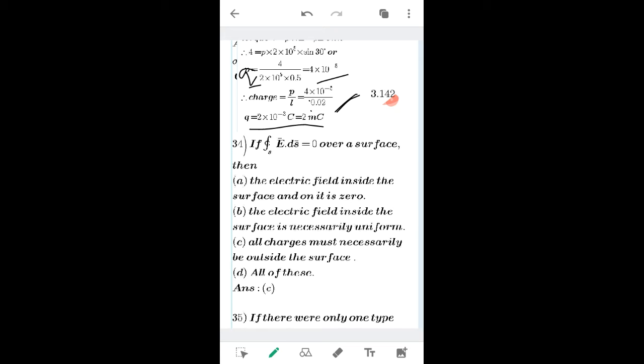Now the next one. If the integral over the closed surface of E dot ds equals 0 over a surface, then the electric field inside the surface and on it is 0. The next option is the electric field inside the surface is necessarily uniform. All the charges must necessarily be outside the surface. All of these. So the correct option is C. So all the charges must necessarily be outside the surface if it should be equal to 0.